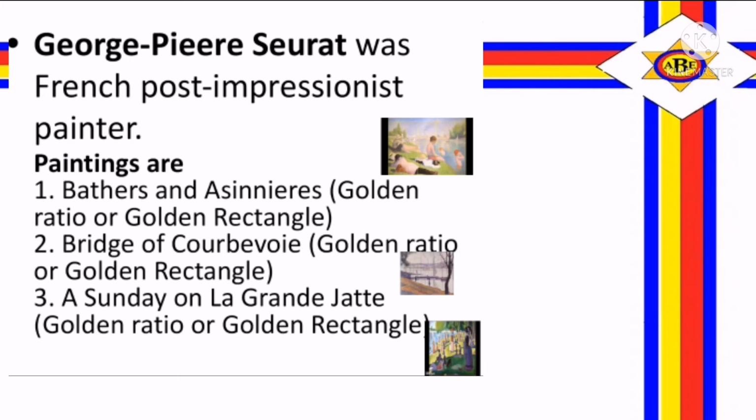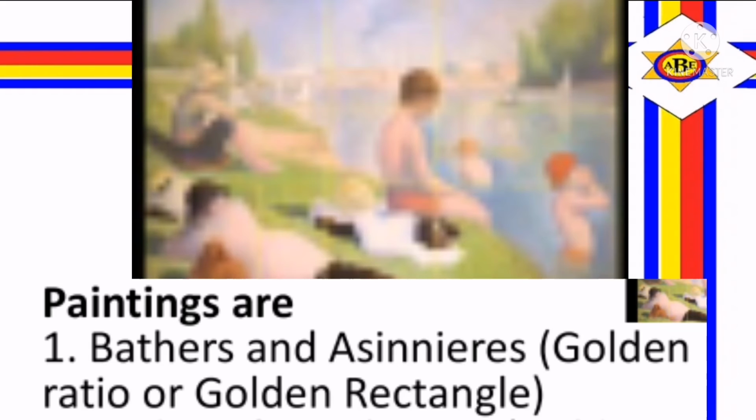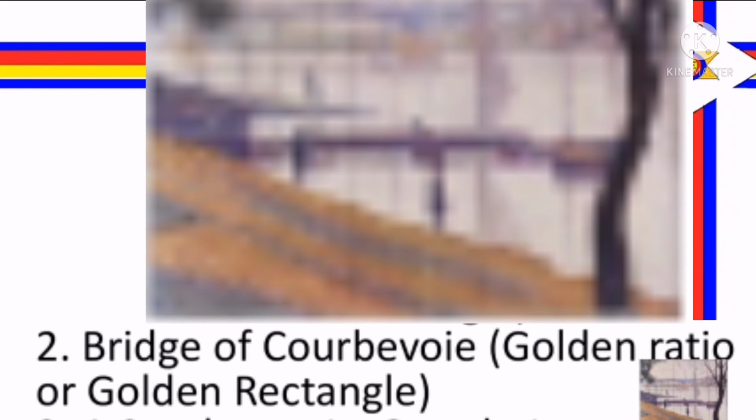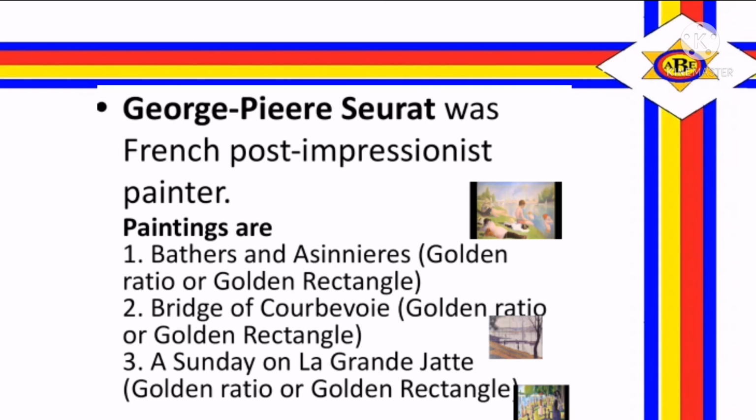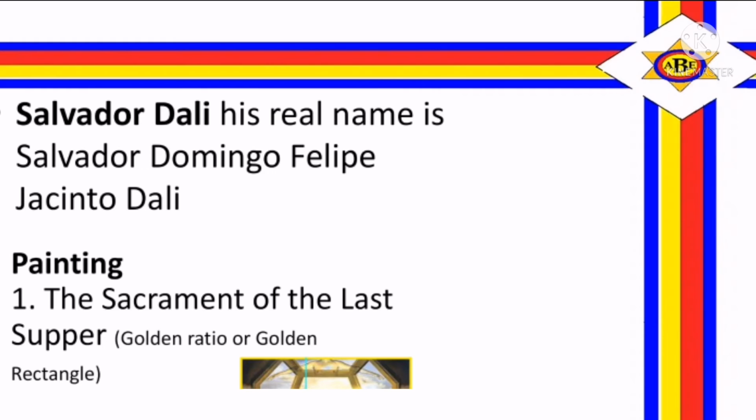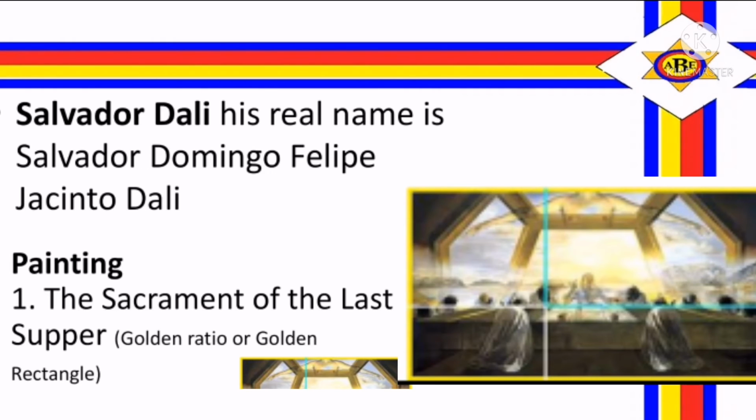Another artist is Georges-Pierre Seurat. He was a French post-impressionist painter. His paintings are Bathers at Asnières, Bridge at Courbevoie, Sunday on La Grande Jatte. So these are the paintings of Georges-Pierre Seurat. And we have Salvador Dali. His real name is Salvador Domingo Felipe Jacinto Dali. He also has a painting with the golden ratio. His painting is The Sacrament of the Last Supper.